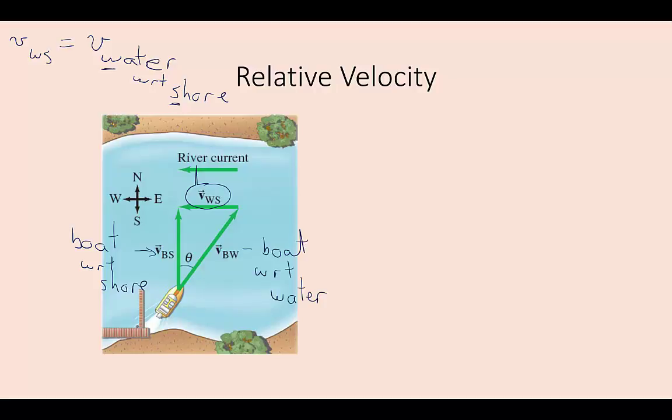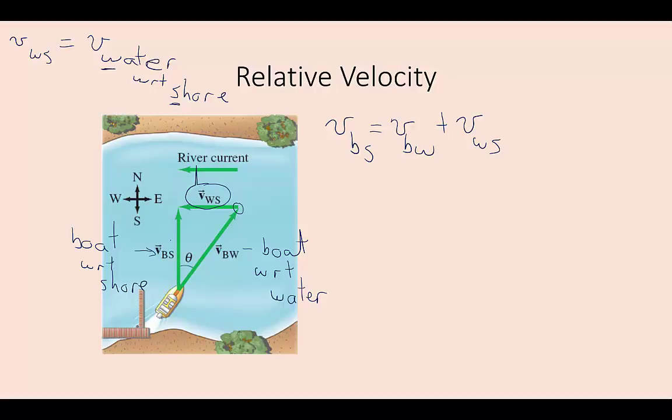We can combine these based on how it's drawn to know that if we add the velocity of the water in the shore's frame plus the velocity of the boat in the water's frame, we will find out what the velocity of the boat is in the shore's framework. In other words, according to somebody standing on the shore, what is the boat actually doing? So again, we can say that VBS is equal to VBW plus VWS, because remember, we want to go tip to tail, and here's a tip to tail situation, so VBS is our resultant velocity.